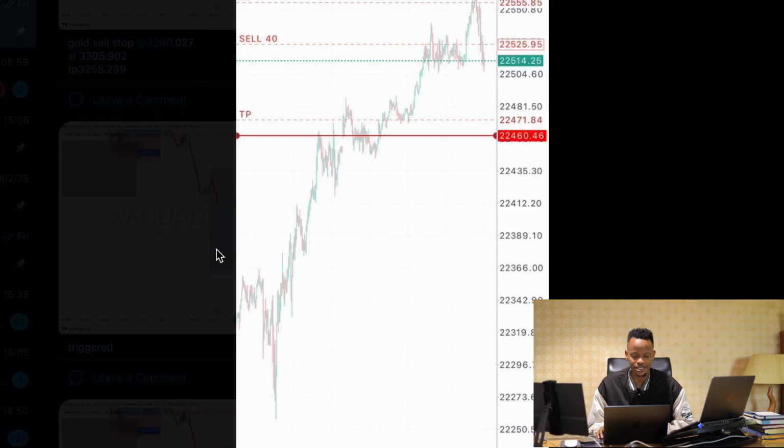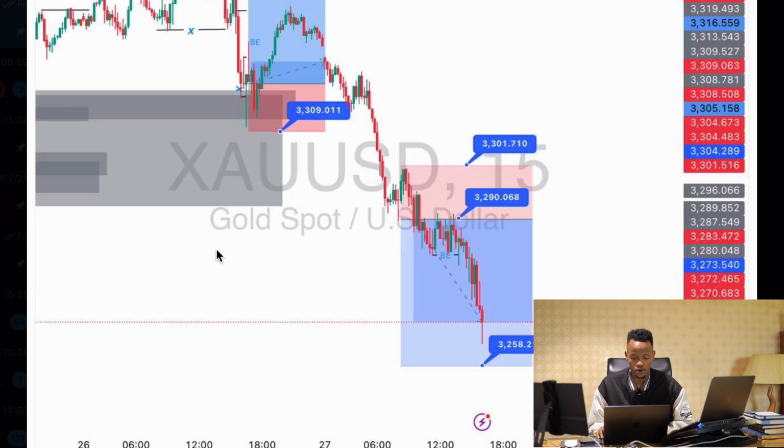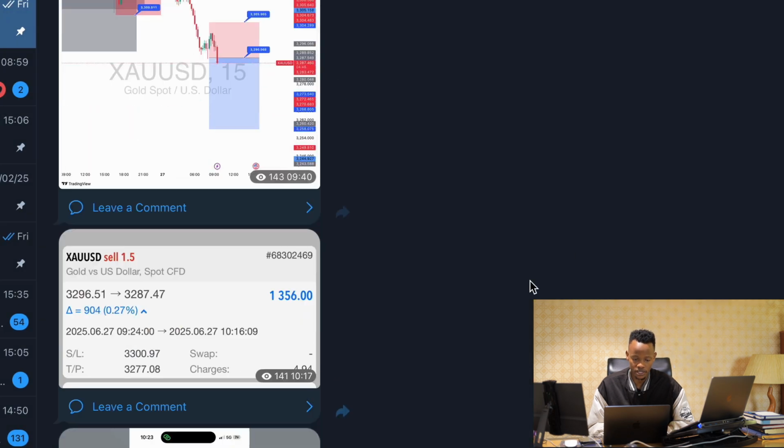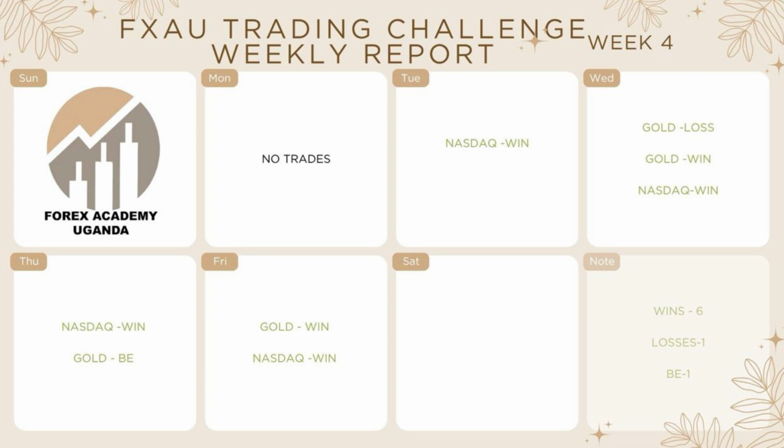I used lot 40. I'm trading an FTMO account. I'm going to be sharing the journey with you guys. Then gold is going up to our take profit. So guys, gold finally hit our take profit, and US30 as well as Nasdaq hit our TP. So this is the weekly performance, as you can see right on your screen.